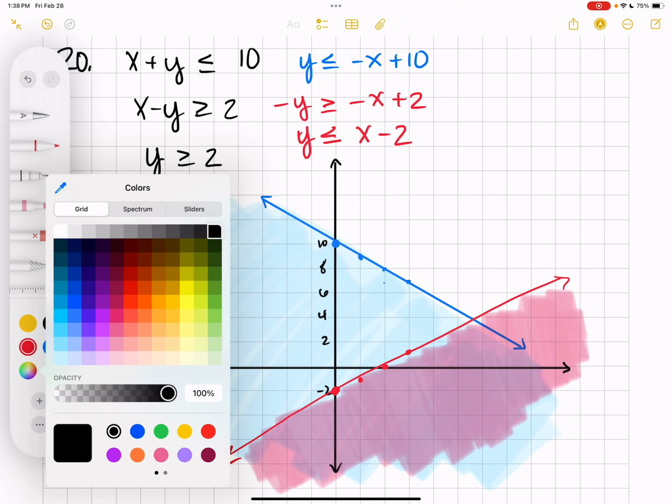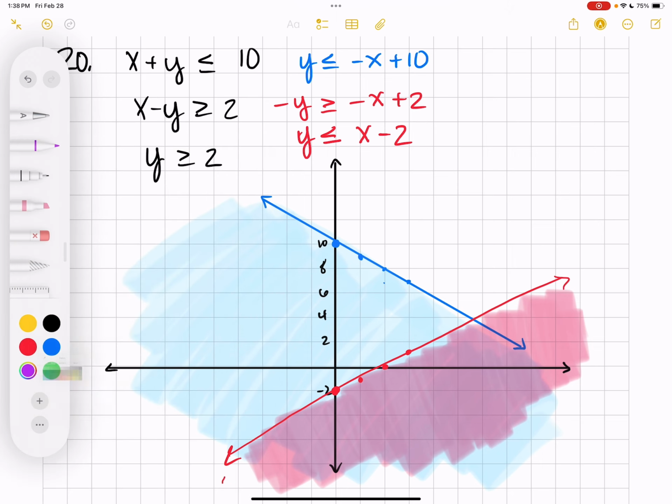All right, and the last one is at 2, and it's a straight line across. It's shaded above.